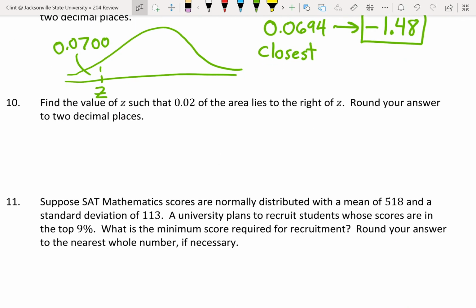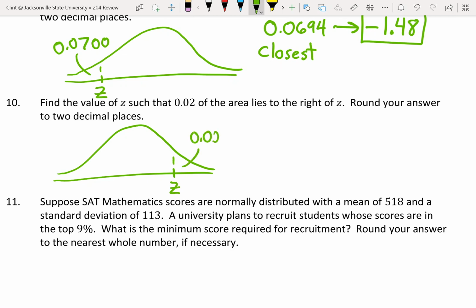Number 10, similar type of problem. This time we want the value of z such that 0.02 of the area lies to the right of z. So I've got an area here, 0.02 or 0.0200. We've got a couple ways we can do these. We could subtract it from 1. If we subtract from 1, that'll tell us the area on the left. The area on the left would be 0.9800. 1 minus 0.02 is 0.98.